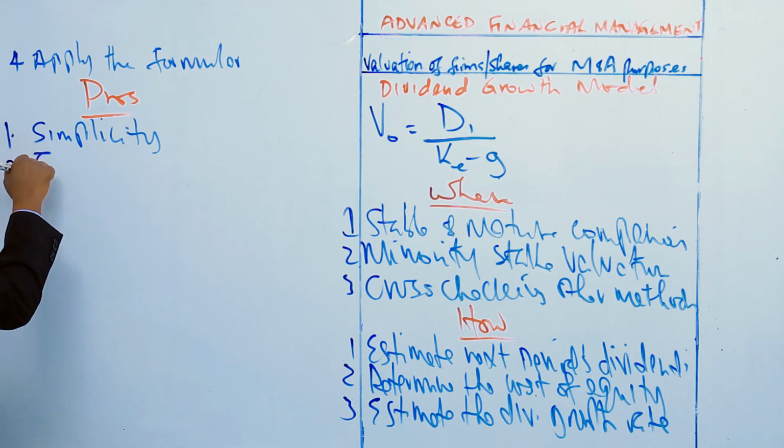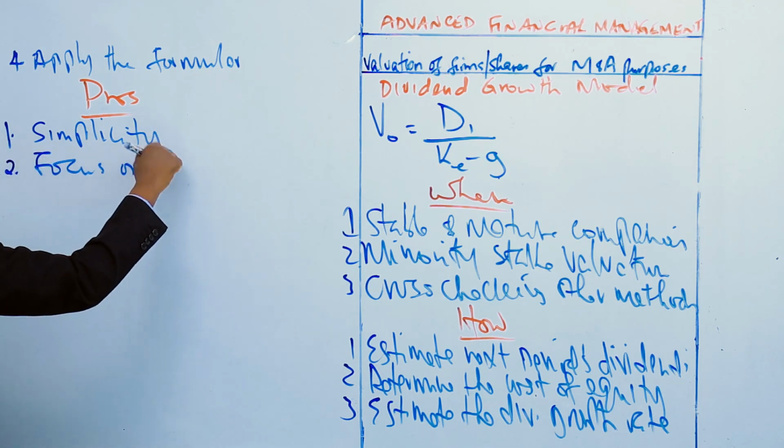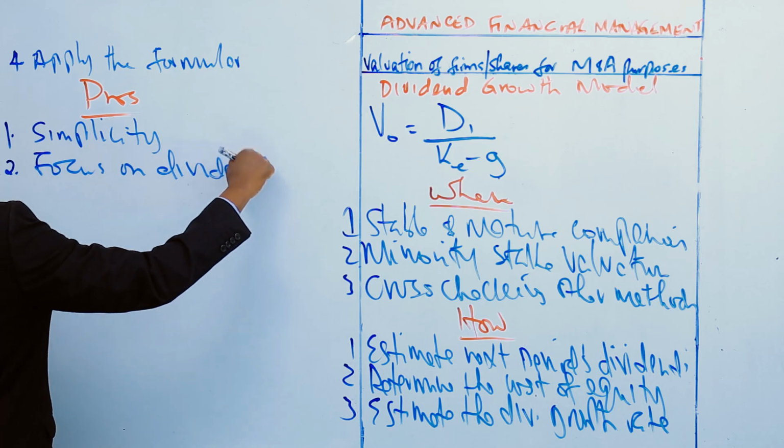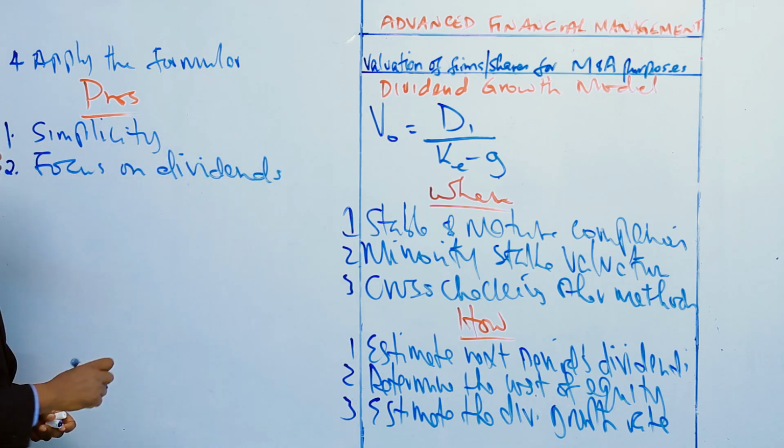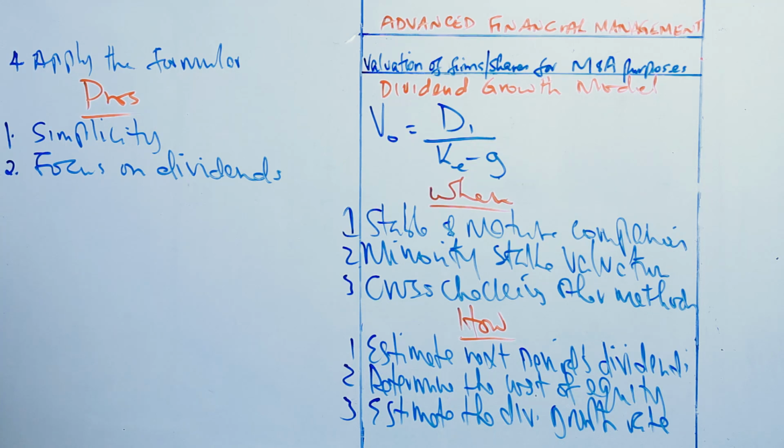Number 2, there is focus on dividends. How is it an advantage? It's conceptually intuitive for investors who prioritize dividend income.